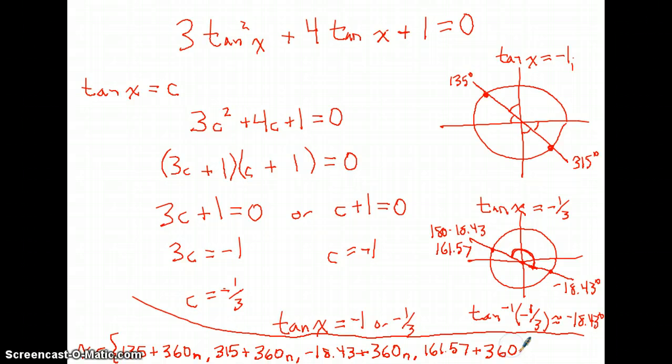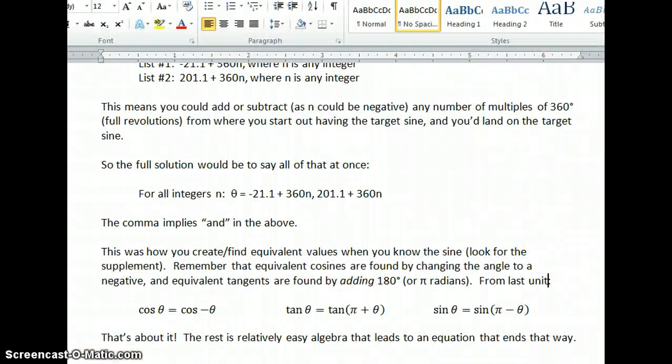So that's a whole bunch of angles. It's like 4 different infinite lists of possibilities for angles that may land on any one of those 4 things. Any one of those angles will solve this equation. So really that's about it. You have some sort of blast from the past review algebra kind of thing to do.